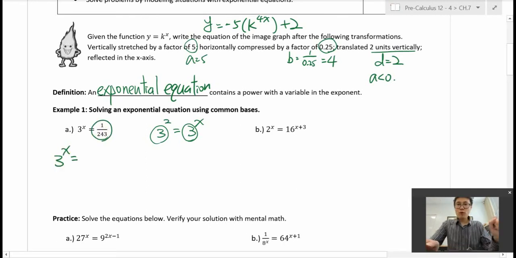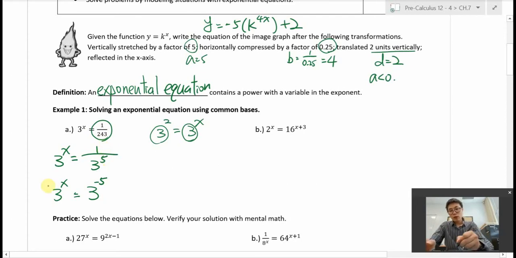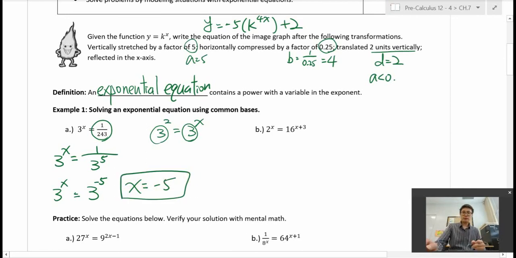Now 243, we can write that as a power. 243 is the same thing as 3 to the power of 5. And then this is still not base 3 yet. Well, it is base 3 in the denominator, but this is a fraction, and the left side is not a fraction. So if you recall, this is the same thing as 3 to the power of negative 5, right? If you have a negative exponent, you write it in the reciprocal form, which is 1 over 3 to the power of 5 here. Now, once you have this, then you know x would have to equal negative 5, and you're finished.